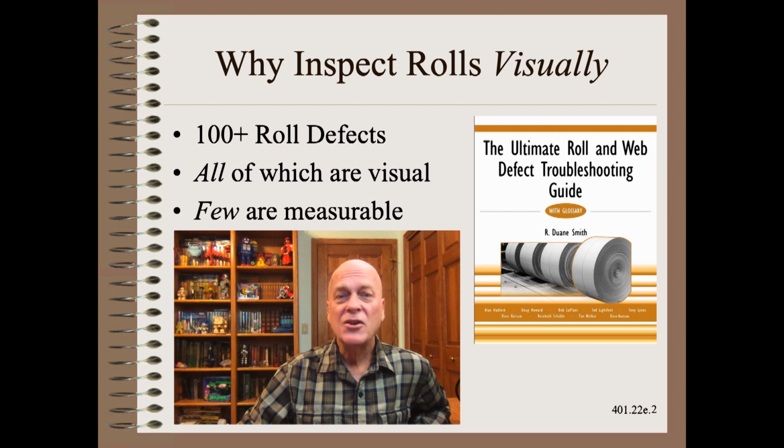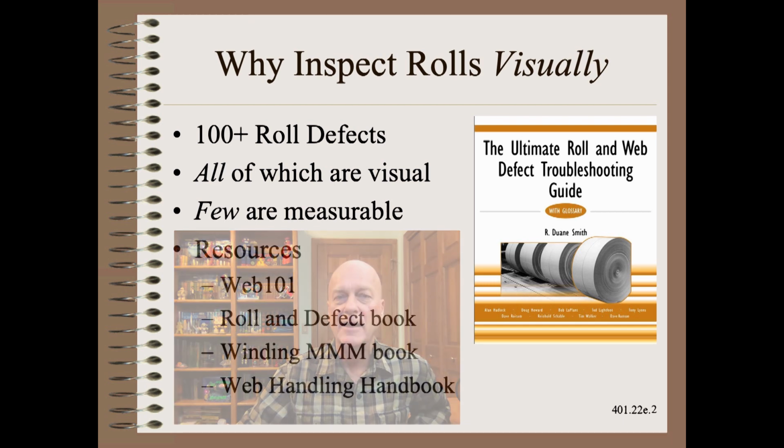So, why should we know how to inspect rolls visually? The answer is best evidenced by the must-have Encyclopedia of Defects. Every single one of the 100+ roll defects in this book has a picture. Only a very few are measurable. Of course, there is no way we can cover the 100 roll defects in this clip, much less the 400 web defects that are also in this encyclopedia.